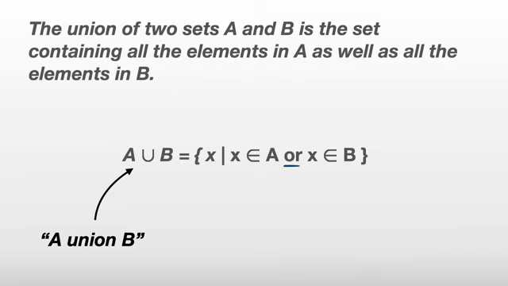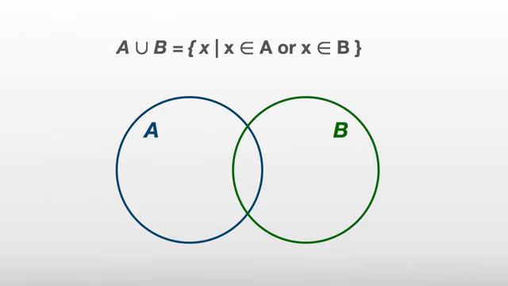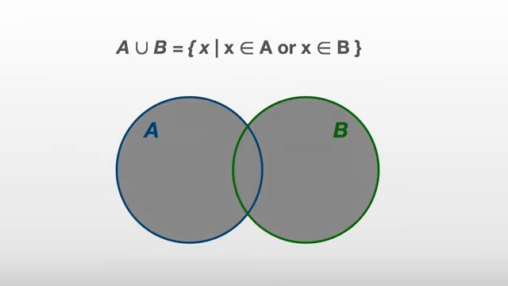It is the set of X such that X is in A or X is in B. The word OR is the most important bit here. This is like taking all of the elements indicated in this shaded area of the Venn diagram, and notice that it includes elements in both A and B.